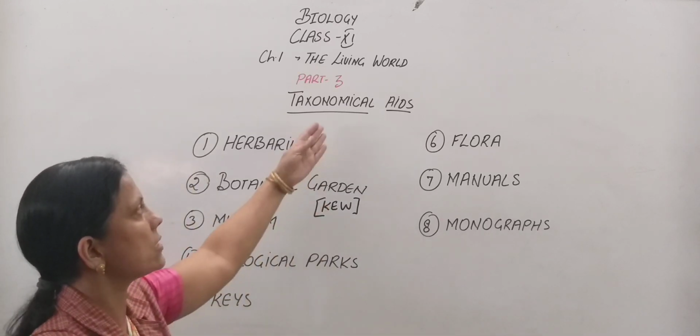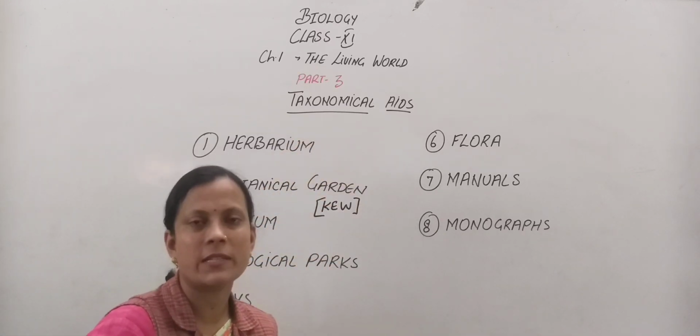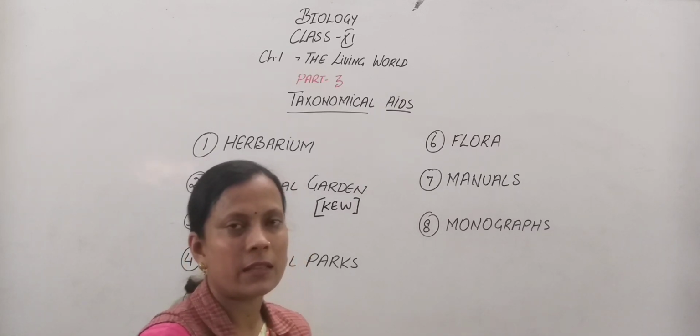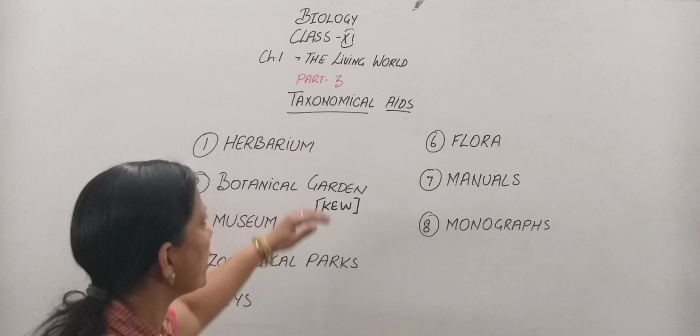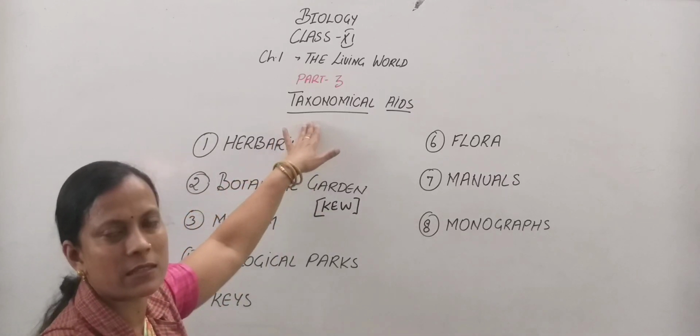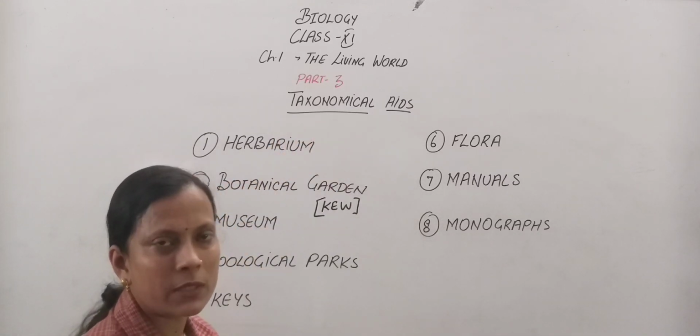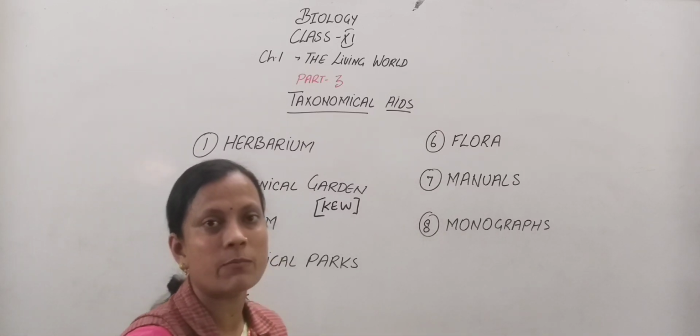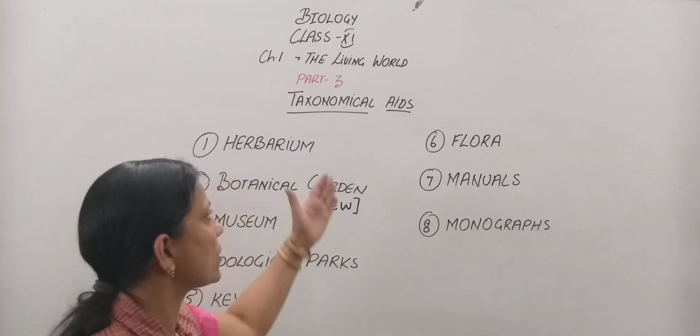Today we are going to discuss the taxonomical aids. We studied taxonomy, taxonomical hierarchy, and different taxa in the previous class. Now today we are going to study the aids. Aids, as we know, are help. What are the various aids or methods which help in taxonomy?